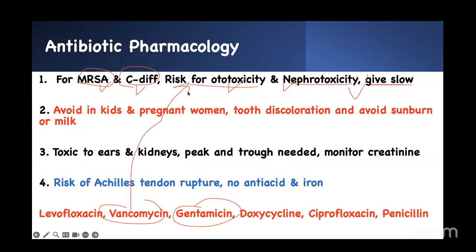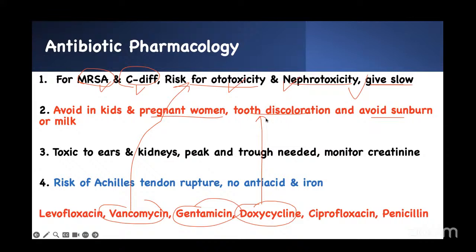You should avoid it in kids. Or if you're pregnant, that means it's ototoxicity. If you're a young female taking it, you should wear barrier method. It can cause tooth discoloration and it can cause sunburn, right? Which medication do you think that is? This is doxycycline, right? This is doxycycline. This is the tetracycline group. This is one of them. This is what they do. They look like the tetracycline group, and this is doxycycline.